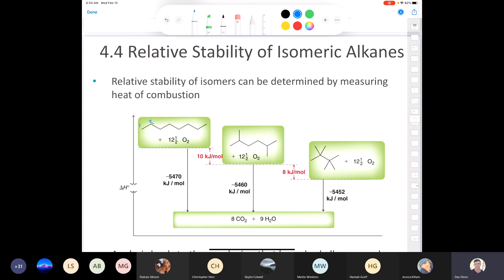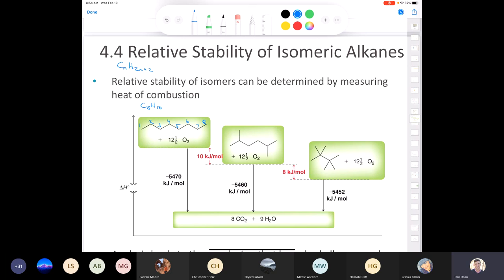1, 2, 3, 4, 5, 6, 7, 8. So this is octane. All of the compounds on here are some isomer of C8H18, right? Using the formula CnH2n+2, 2 times 8 is 16, plus 2 is 18.